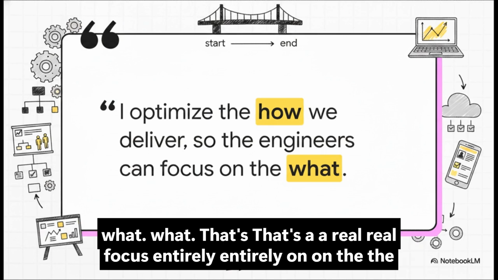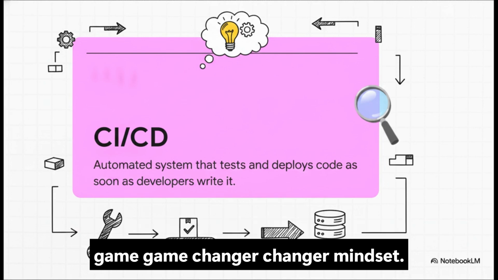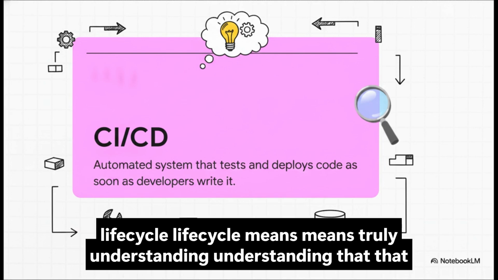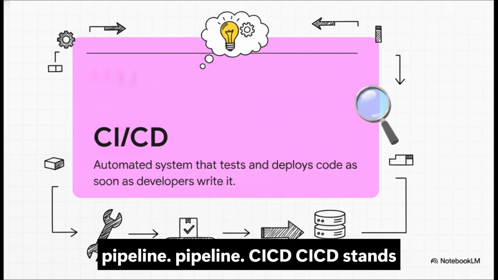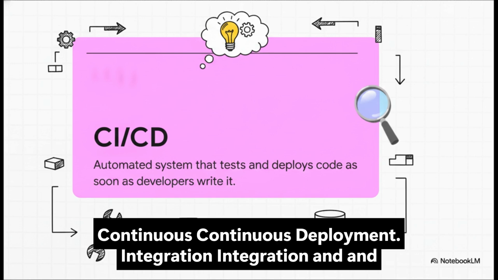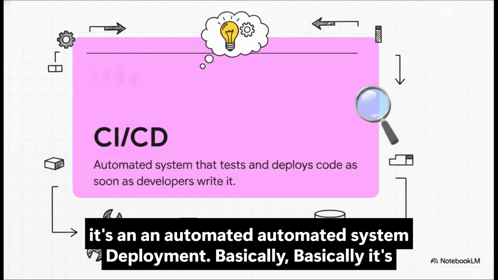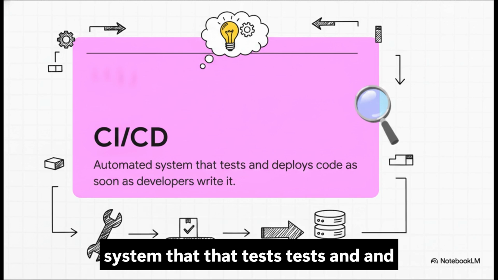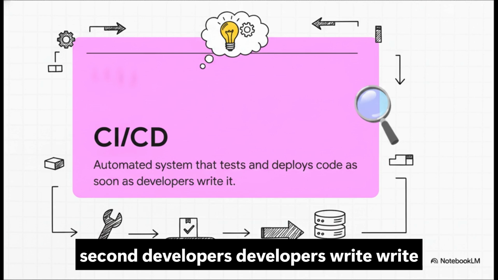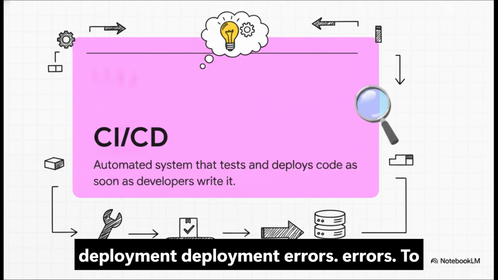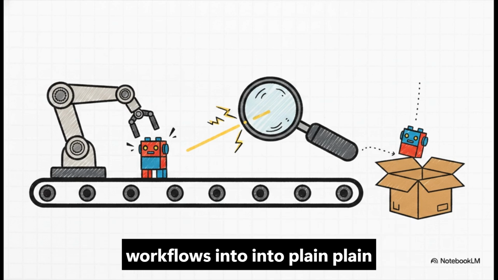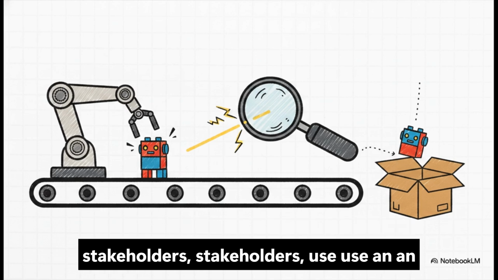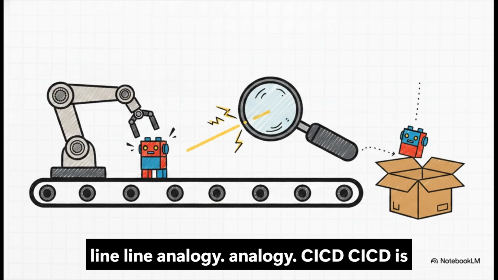That's a real game-changer mindset. As a TPM, understanding that life cycle means truly mastering concepts like the CI/CD pipeline. CI/CD stands for Continuous Integration and Continuous Deployment. Basically, it's an automated system that tests and deploys code the second developers write it, which drastically reduces manual deployment errors.